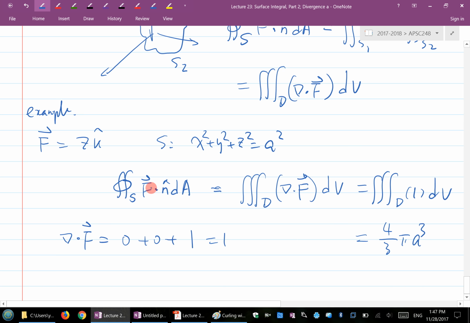We'll look at a couple more examples, and then we'll look at the last theorem, Stokes' theorem, in the next lecture.